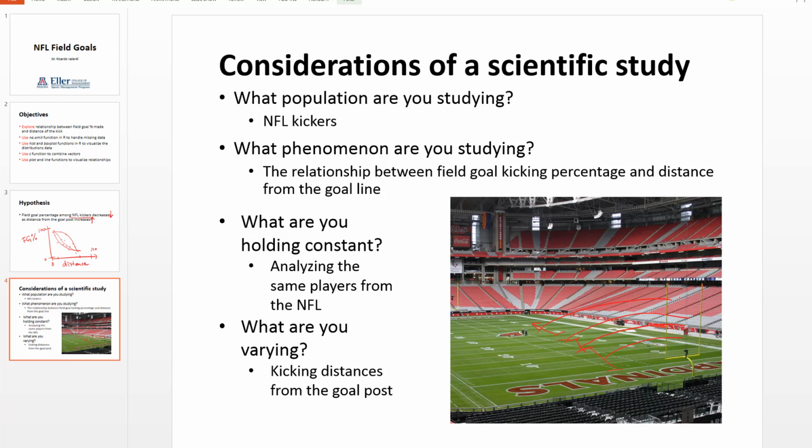We're going to explore data from NFL kickers from one season, and we are going to hold constant the same players. In other words, we're not going to compare those players across seasons or to other players. Those players that are in our data set are going to be the only ones that we compare, and that happens within one season. And what we're going to vary is the distance from which the kick is being made. And the data are split into 5 groups: 0 to 19, 20 to 29, 30 to 39, 40 to 49, and finally anything greater than 50 yards.